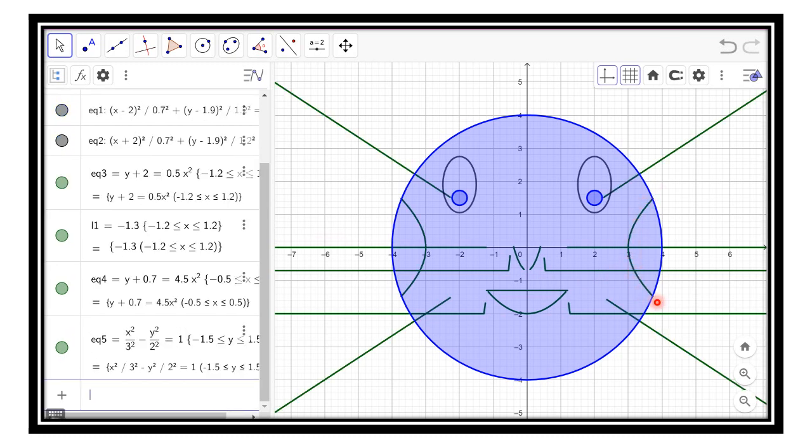These are the ears. This arc represents the ear, and this arc also represents the ear. These two arcs represent the hyperbola. So in order to make the ear of the smiley face, we also need the hyperbolic equation. So in the input area, we write the hyperbolic equation and make the ear of the smiley face.